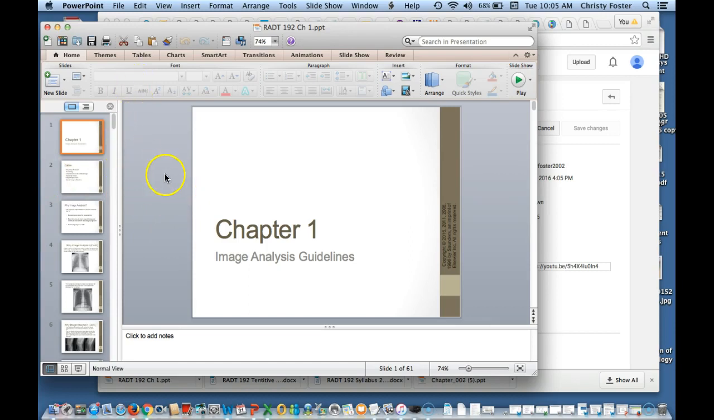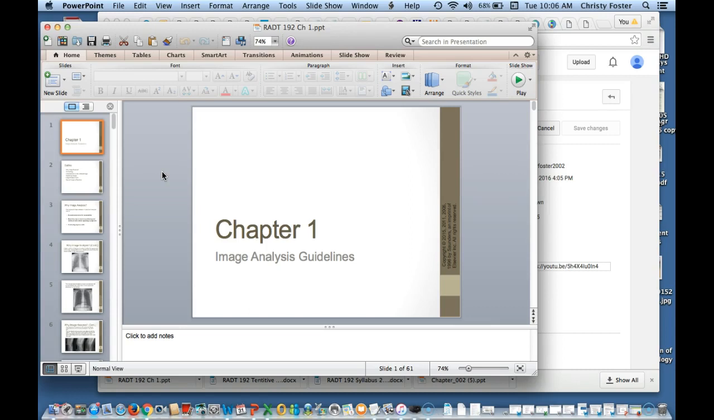So that is the bulk of your image analysis chapter 1. I kind of skimmed it. It's a good read actually, and it talks about a lot of stuff that's really important within the chapter on how to keep dose creep down, keep your collimation.